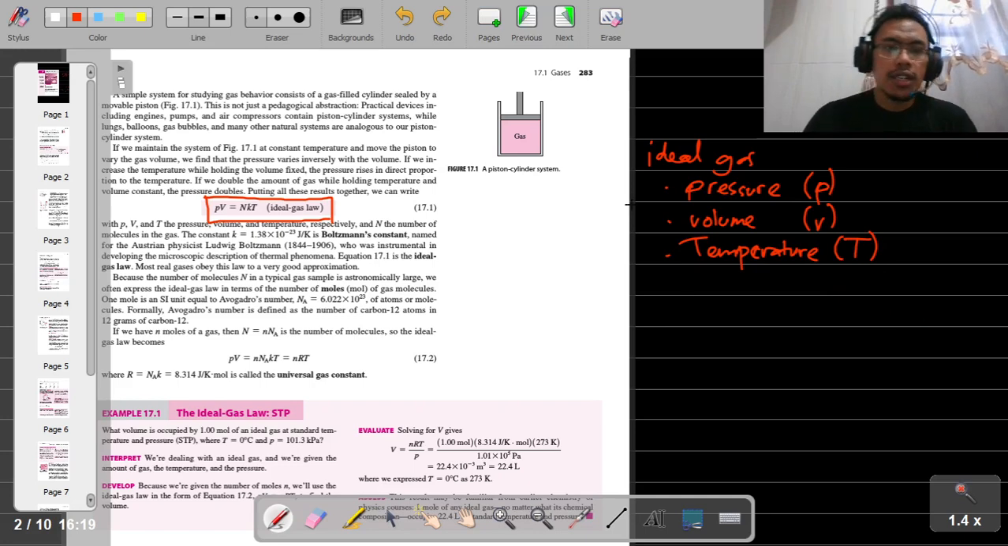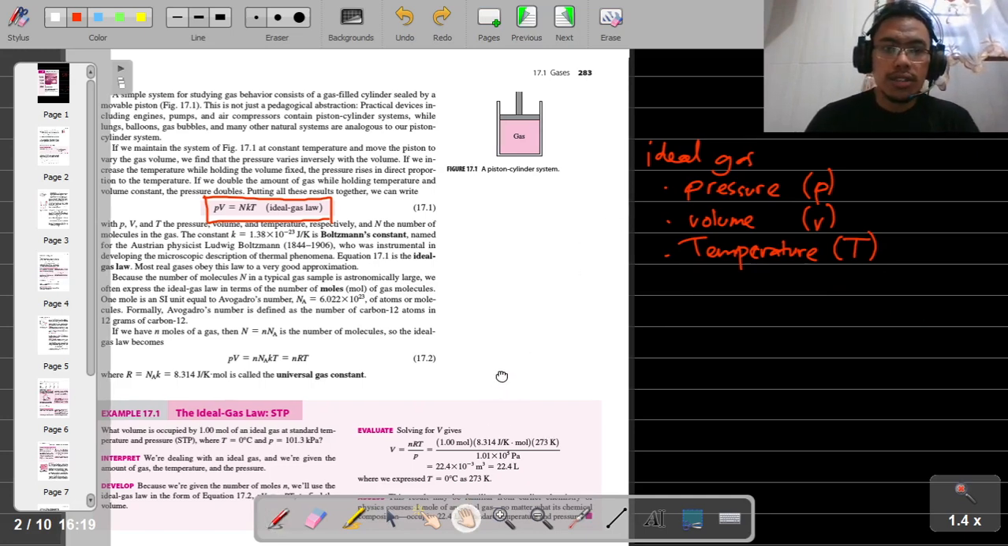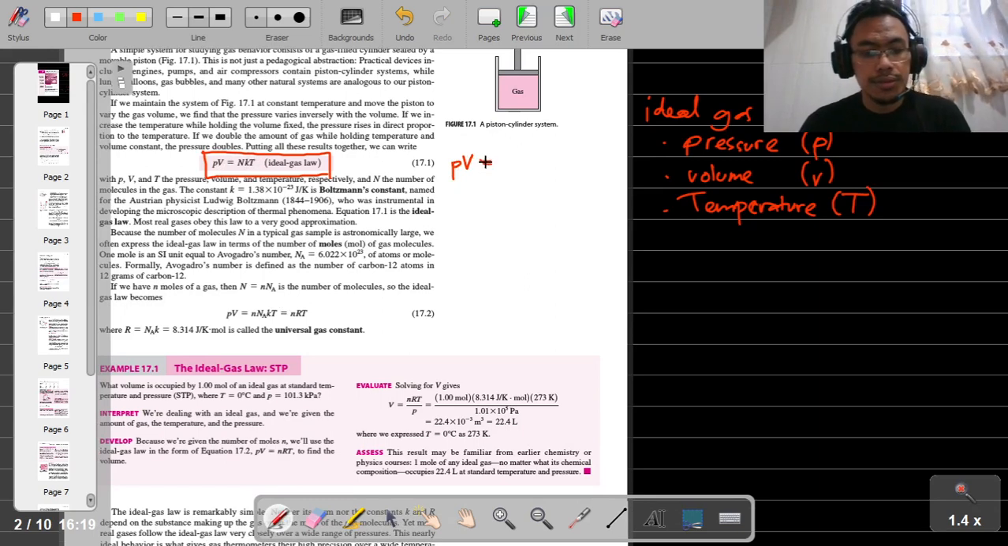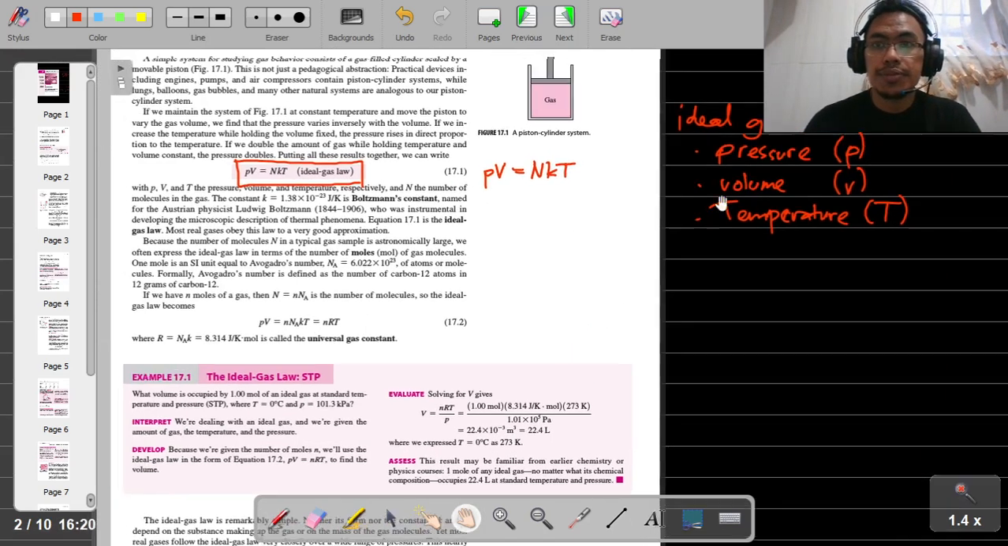Okay, so let's talk about this formula. I will rewrite this equation: PV = NkT. So what is P? P is pressure.